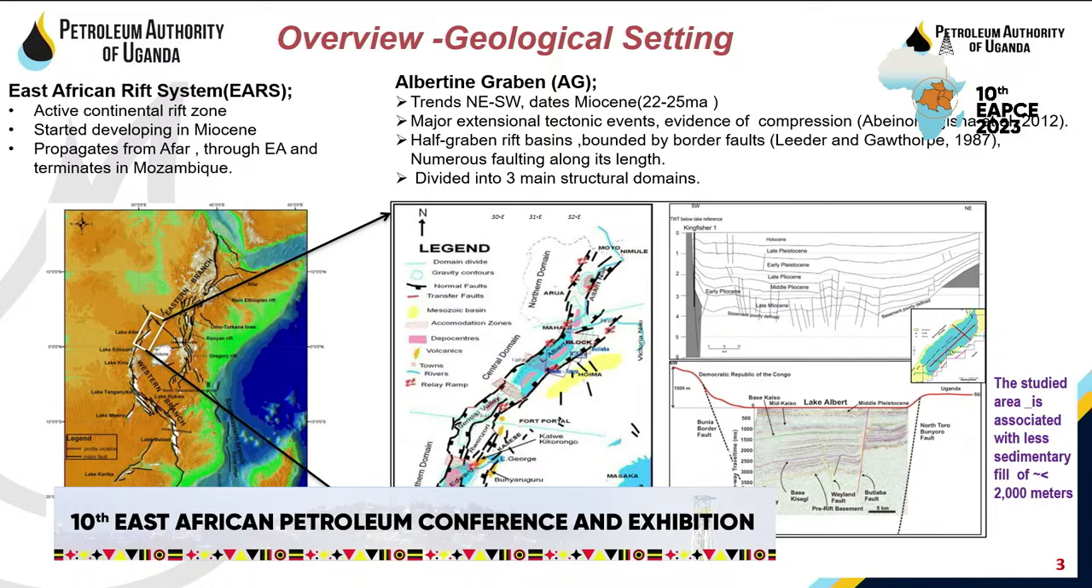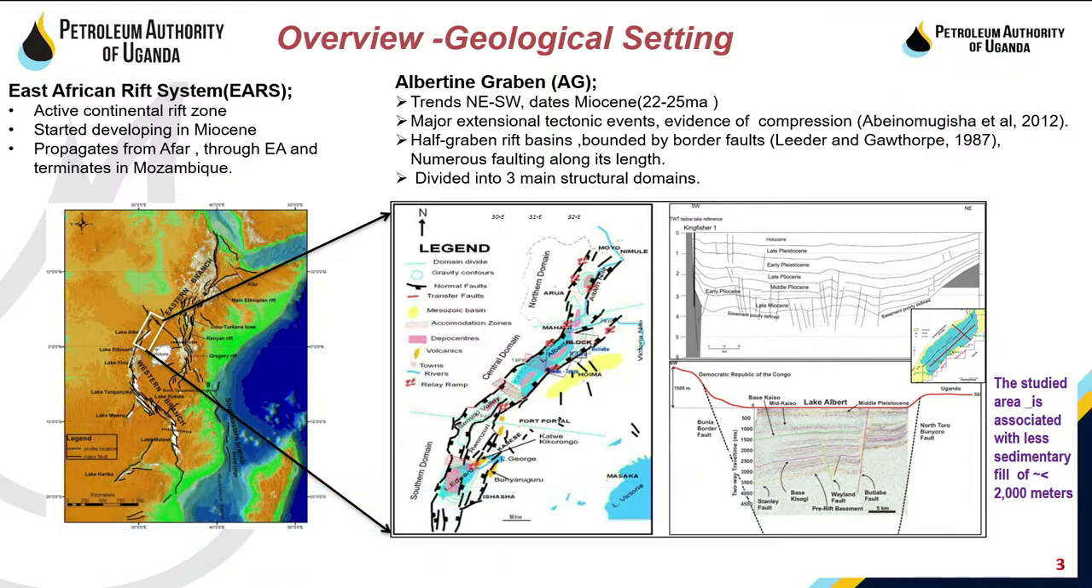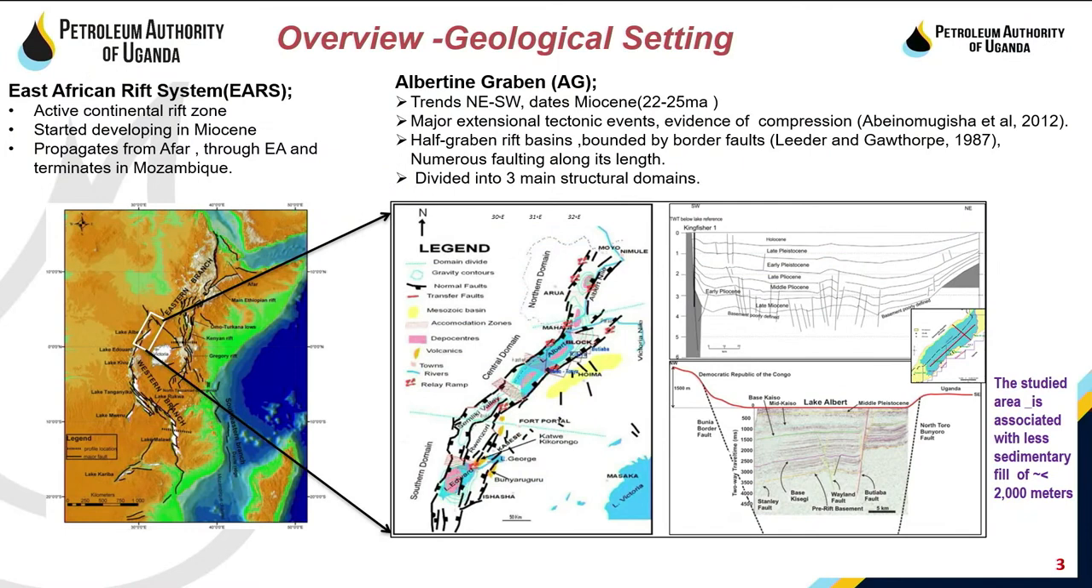When you look at the middle map, it shows you an extract of the Albertine Graben, and you can clearly see that along its length, it's very highly faulted. Of course, it's also associated with main rift basins. On the extreme right, the upper schematic is a geological section taken along the Ugandan Graben, and the lower picture is a seismic section taken across the Graben. You'll appreciate that all these are associated with numerous faulting. These are studies that have been done by our colleagues, some of whom we work with at the Petroleum Authority of Uganda, including Director Abino Mugisha.